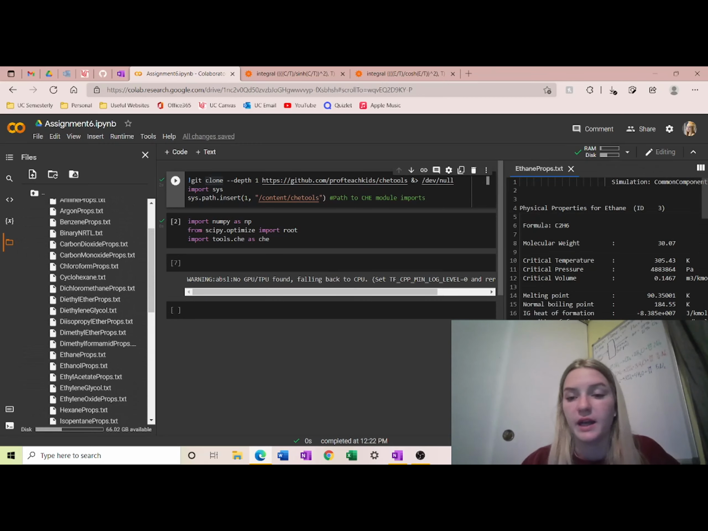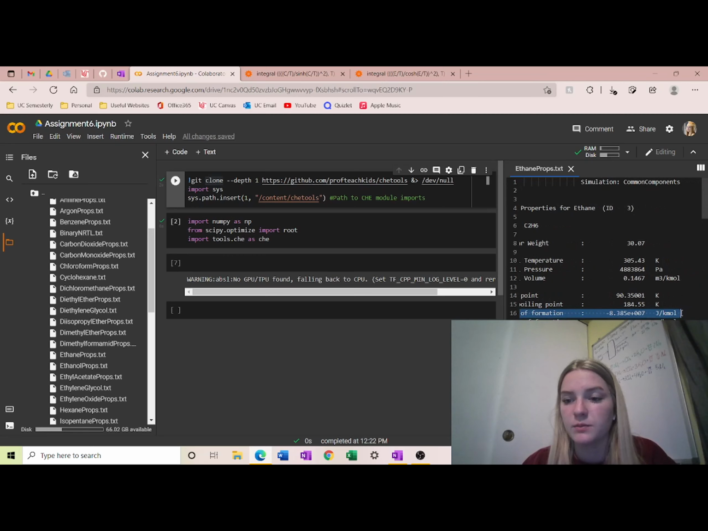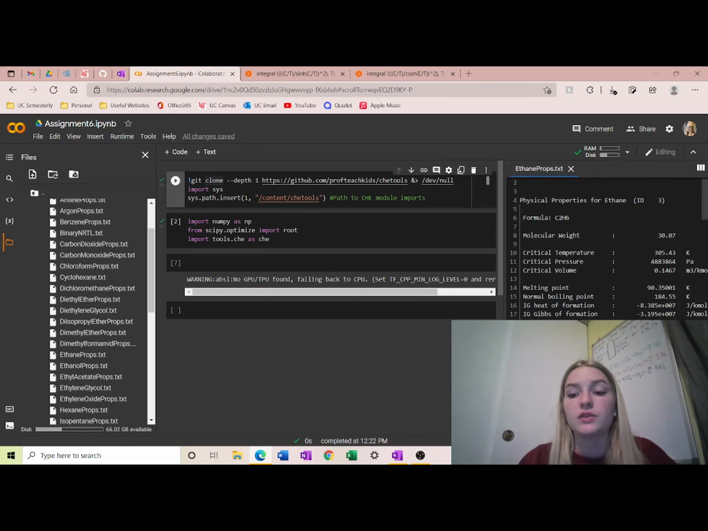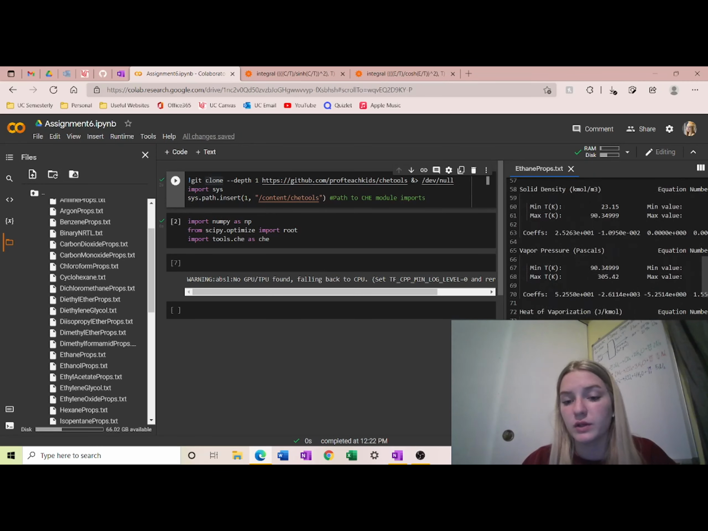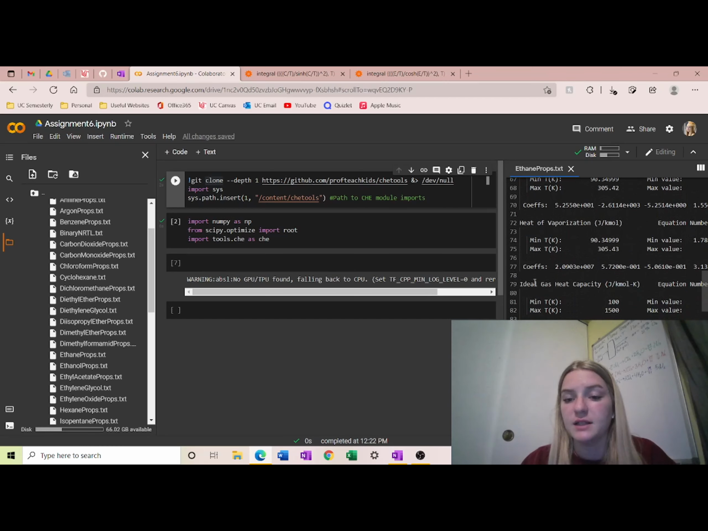So if we take a look at ethane, today we are going to be using the ideal gas heat of formation, and as we can see here, the units are in kilomoles. So we are going to have to divide by 1,000 to get it back into moles. So still looking inside this ethane properties, we are also going to use this ideal gas heat of capacity.